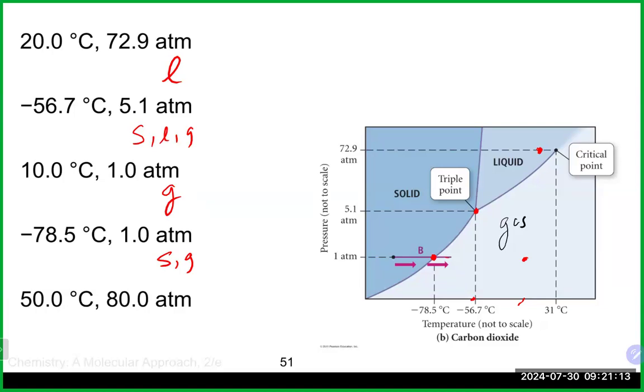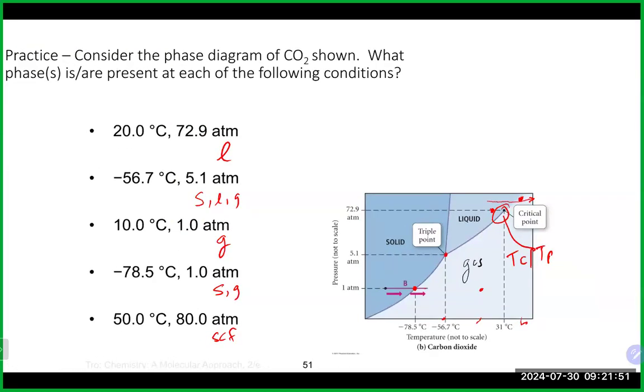Lastly here, 50 degrees Celsius, which is past over here, I think, and 80 atmospheres, which is up here. That is going to give us a supercritical fluid, right? And that's the part where the liquid just flows into the gas phase. Right there would be your critical point, right? That's where your critical temperature and critical pressure would be. And this is above it and past it, which means you basically have that supercritical fluid. Any questions on how to read a phase diagram there?